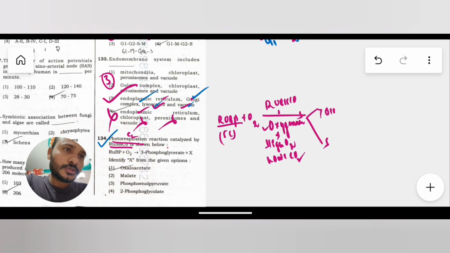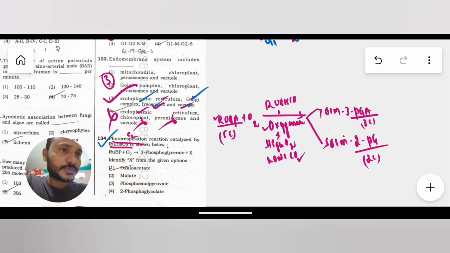One is one molecule of a 3 carbon compound called PGA, phosphoglyceric acid or phosphoglycerate, and one molecule of 2PG, phosphoglycolate. So 2PG is a 2 carbon compound and PGA is a 3 carbon compound. Like that, 3 plus 2, the 5 carbon compound RuBP is formed in the presence of Rubisco acting as oxygenase. Okay, right. So here RuBP plus oxygen forms 3-phosphoglycerate, that is 3PGA, and here, identify the X. One more molecule is 2PG. So here we have to identify it: not oxaloacetate, not malate.